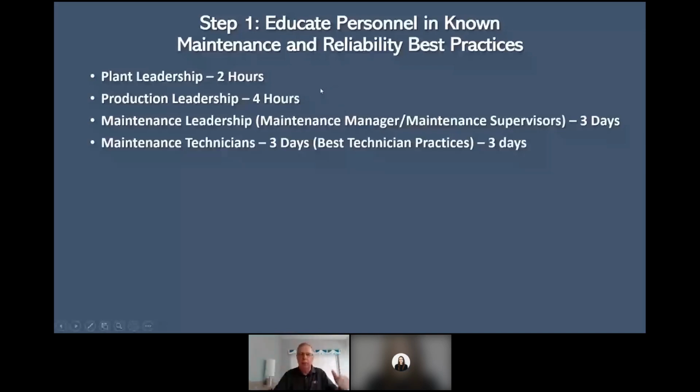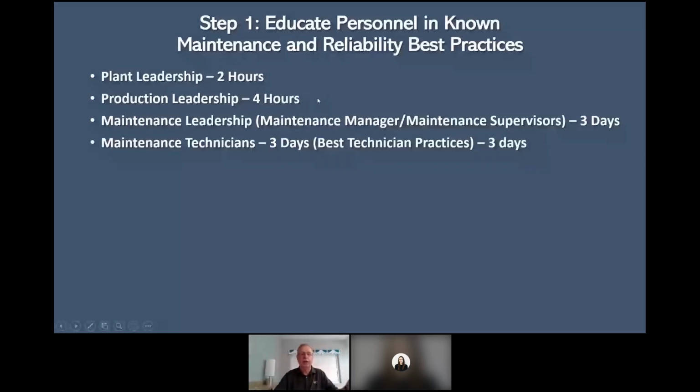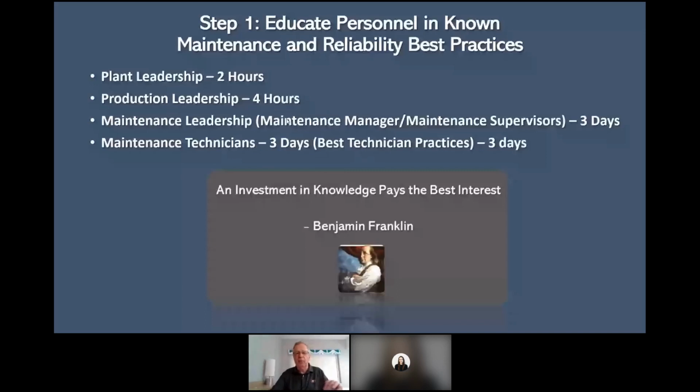You meet other people that are like you in similar situations, and there's other ones in the class that are already where they need to be. Good place to be if you're in a class like that. Maintenance technicians, 3 days. Best maintenance technician practices, 3 days. An investment in knowledge pays the best interest. That was by Benjamin Franklin. An investment in knowledge pays the best interest. And here it proves it.